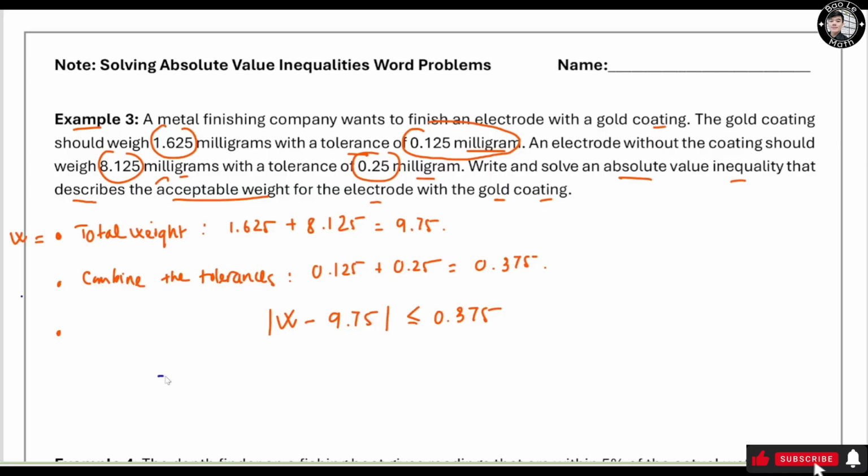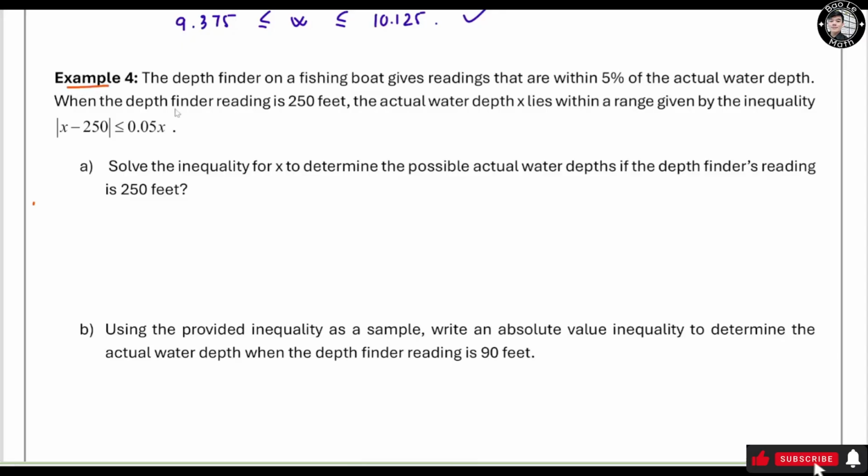Now we're gonna solve this absolute value inequality. It turns out to be negative 0.375 less than or equal to W minus 9.75 less than or equal to 0.375, right? We're gonna add 9.75 to all three parts. So it's gonna be 9.375 less than or equal to W less than or equal to 10.125. This one is the final answer.